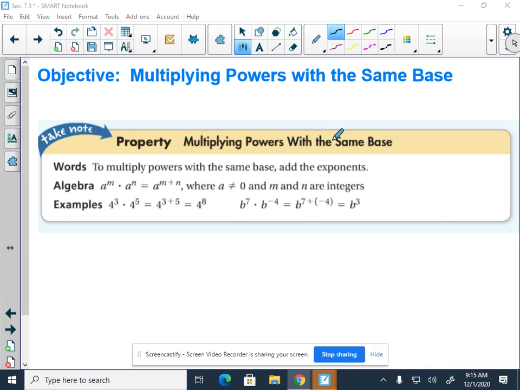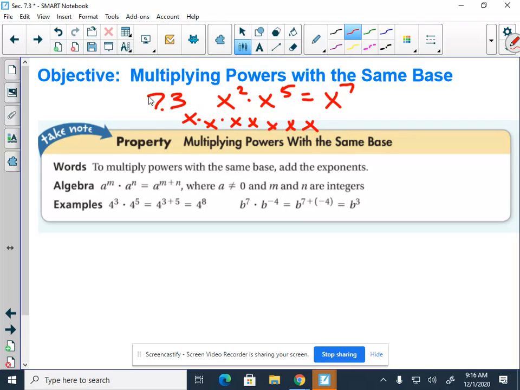Okay, so we're in section 7.4. Should be the third page of the notes if you got them. Multiplying powers with the same base. Just to restate what we learned in the last section, 7.3, we learned x to the second times x to the fifth is x to the seventh, because there are two x's being multiplied by 5 x's. That's a total of 7 x's. That's the way we write it. You add the exponents.